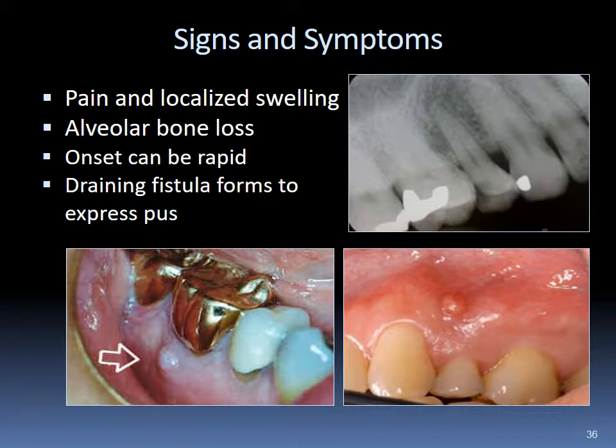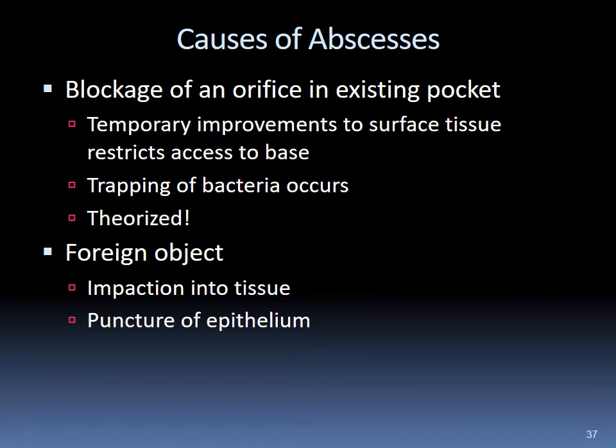Signs and symptoms include pain and localized swelling, alveolar bone loss, rapid onset and possible drainage. Areas of drainage are referred to as a fistula and allow for pus to express from the tissue. Causes of abscesses include the blockage of an orifice in an existing pocket. Temporary improvement to surface tissue can restrict access to the base of the pocket.